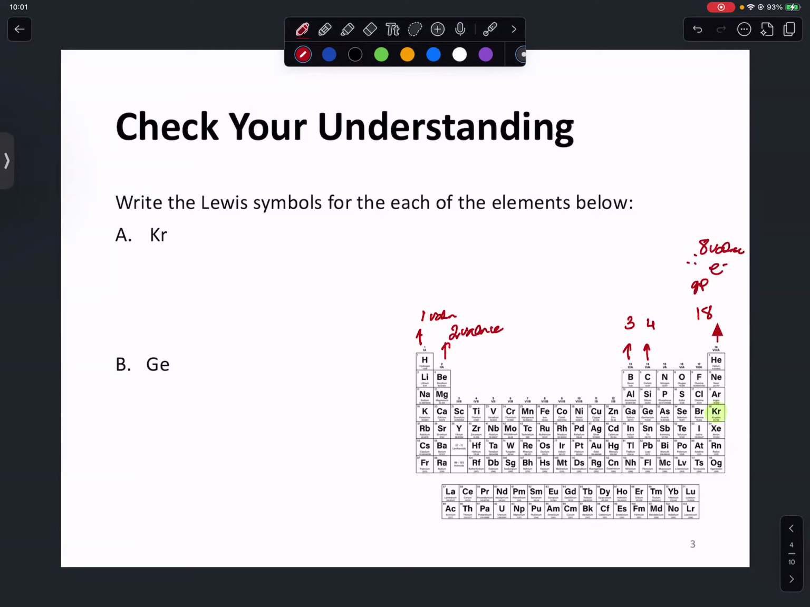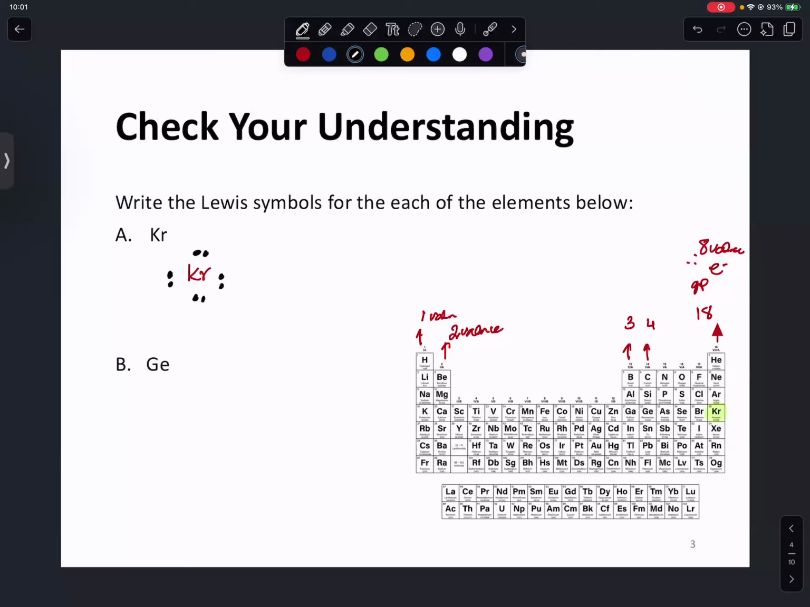I'm going to start by writing out the symbol for krypton, and then let me draw out the electrons in a different color. I'm going to start by saying 1, 2, 3, and then 4, and then I'm going to start pairing them up. So it becomes 1, 2, 3, and then 4. Of course, this is a noble gas, which has the most stable electron configuration, so it naturally has an octet.